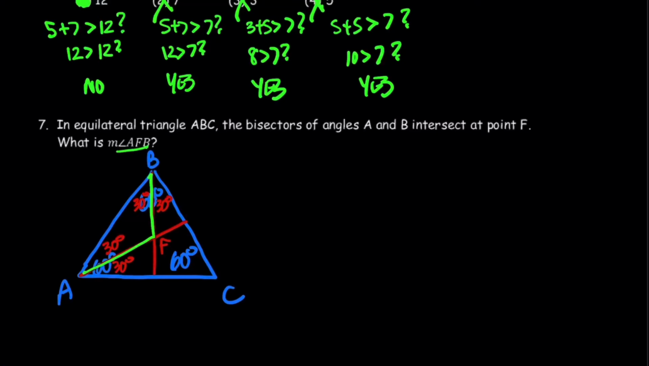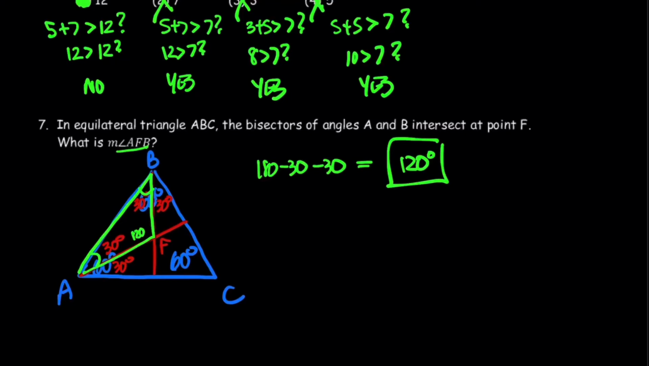AFB. So I'm focusing on this triangle. That angle's 30, that angle's 30. So basically I'm going to take 180 minus 30 minus 30, and that's going to be 120. So this angle here has got to be 120. And we just answered that question.